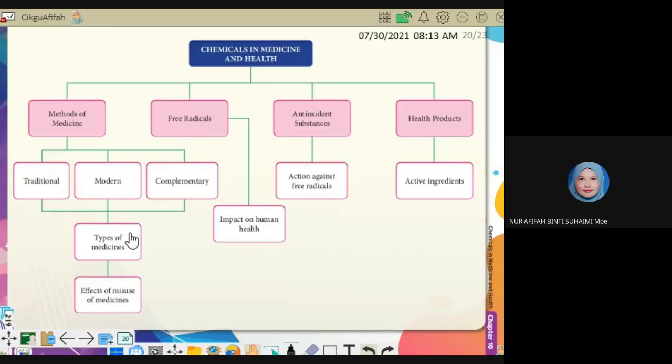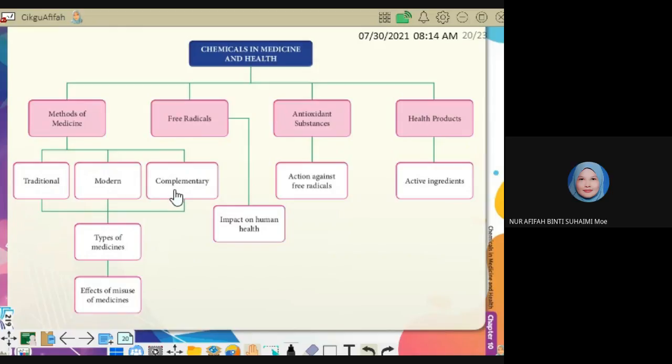Analgesic to relieve pain, we have paracetamol lah, Panadol, and then we have aspirin, stronger than paracetamol. And the third one is codeine. Can cause addiction lah if the dosage is too high. Kalau you ambil banyak sangat codeine ni, dia akan menyebabkan ketagihan, addiction.